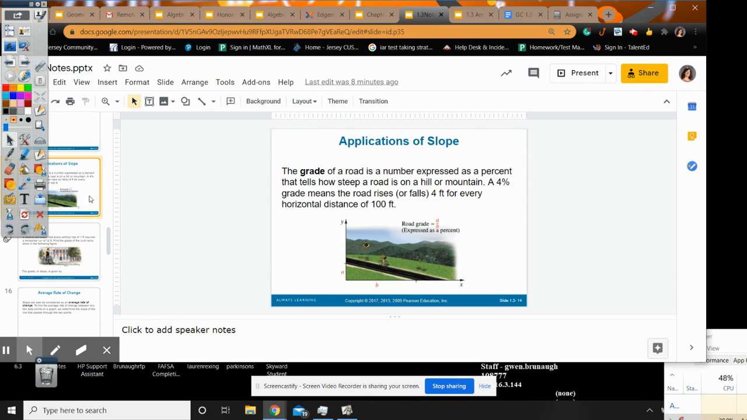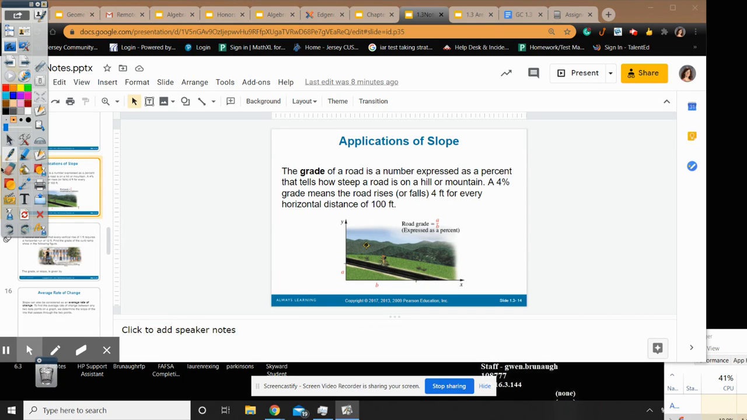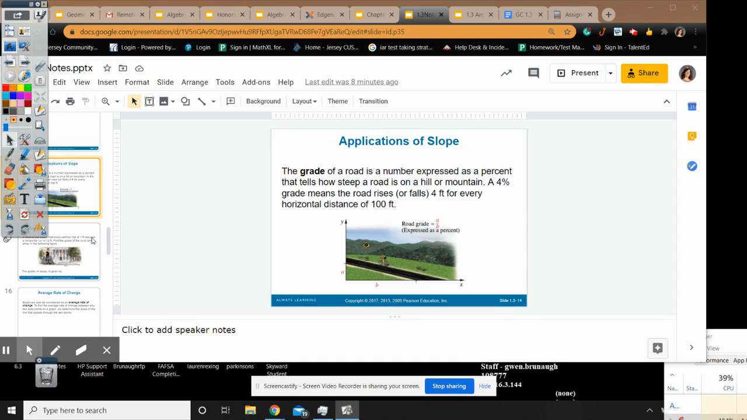Okay, so some applications for slope. If you've ever heard of the grade of a road, that's talking about the steepness. A 4% grade means that the road is rising 4 feet for every 100, because 4% is out of 100. So the rise is 4 and the run is 100. That will help you whenever you're dealing with anything talking about grade. It's talking about a slope out of 100.